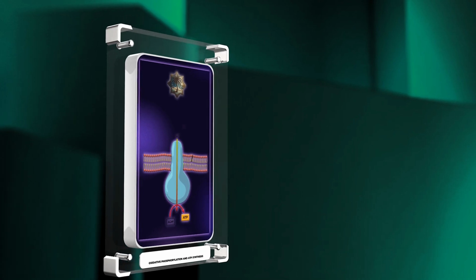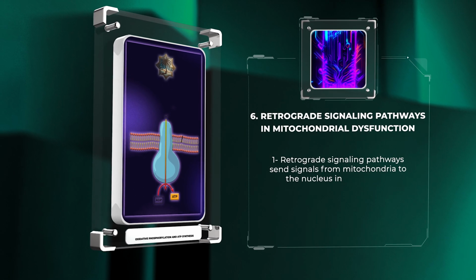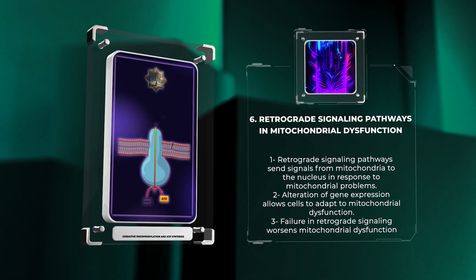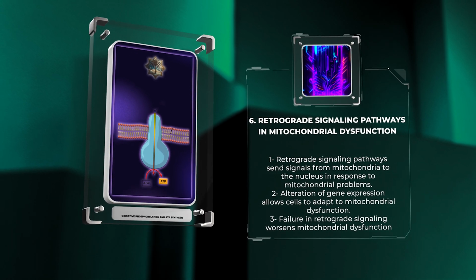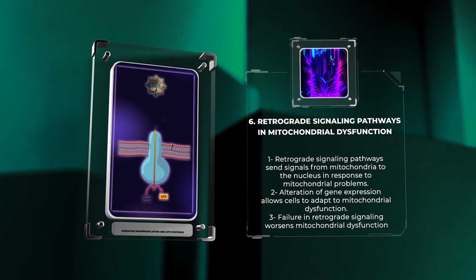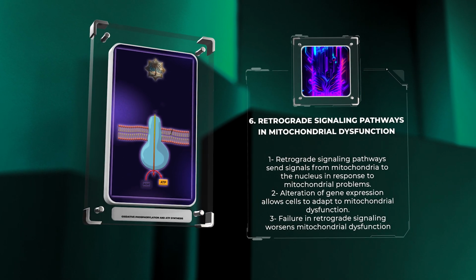In response to problems with mitochondria, retrograde signaling pathways send signals from mitochondria to the nucleus. This alters gene expression, allowing cells to adapt to mitochondrial dysfunction. Failure in retrograde signaling can worsen mitochondrial dysfunction and contribute to mitochondrial diseases.